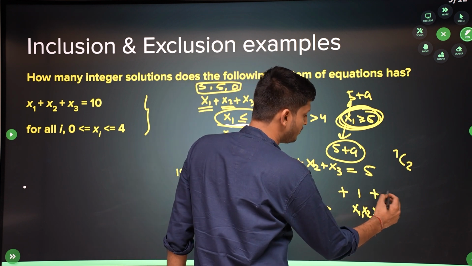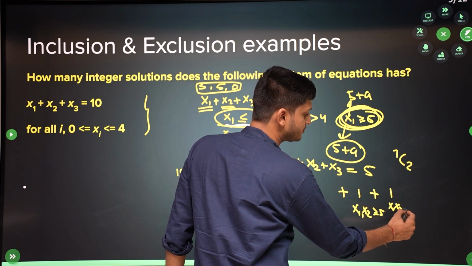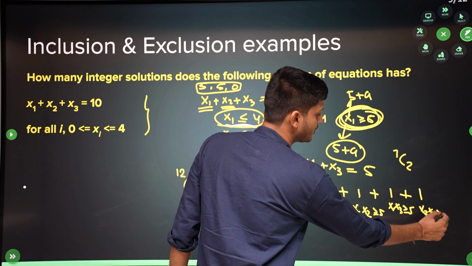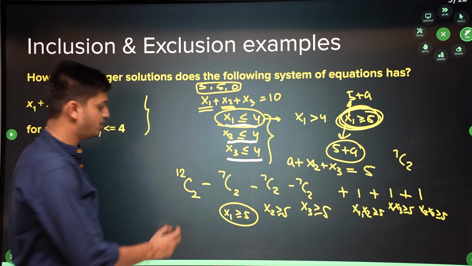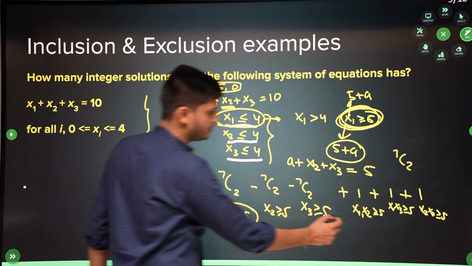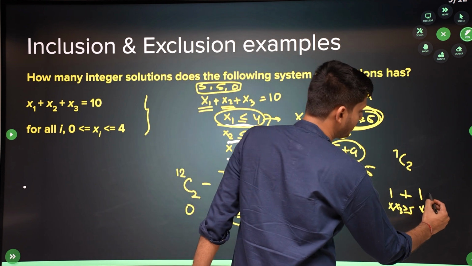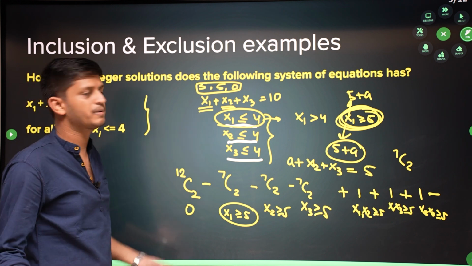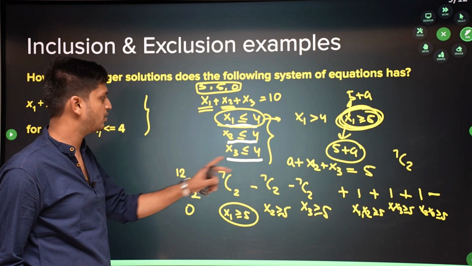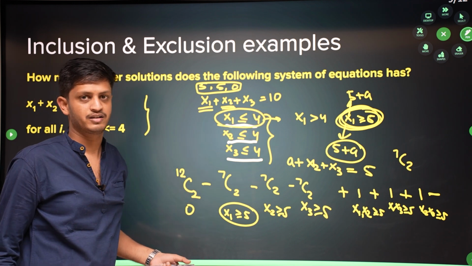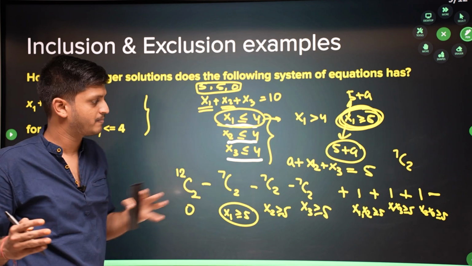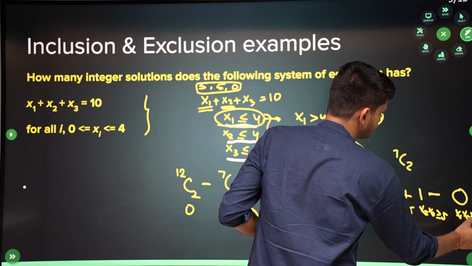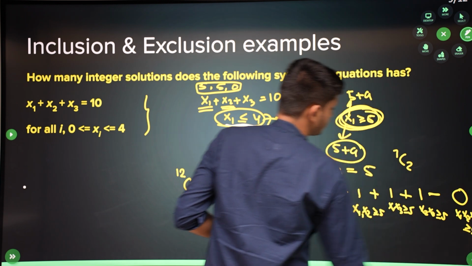Similarly, I will add the cases in which both x1 and x3 are greater than or equal to 5, and similarly the cases in which both x2 and x3 are greater than or equal to 5. Standard inclusion-exclusion: 0 at a time, 1 at a time, 2 at a time. And then I will subtract all the ways in which all three of them are greater than or equal to 5. All three cannot be greater than or equal to 5, because then the sum will not be 10. At least the sum will be 15. So this is not possible, and there are 0 ways. Okay, so this is your answer.